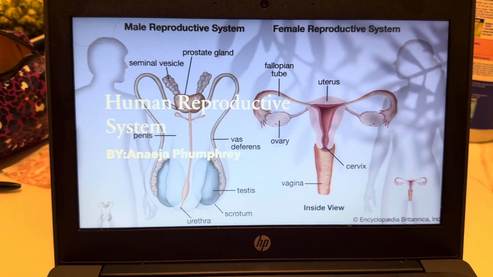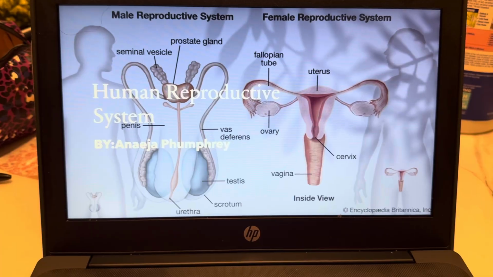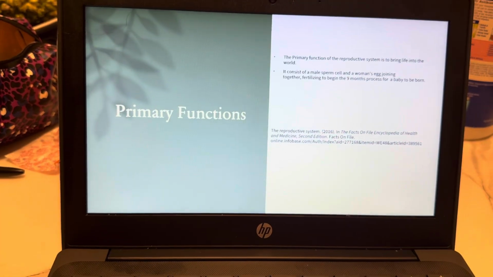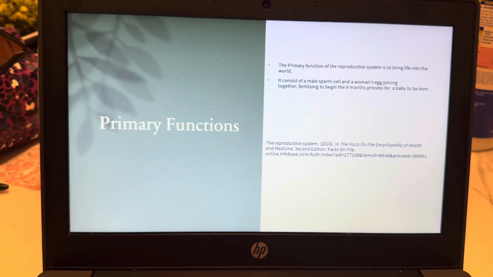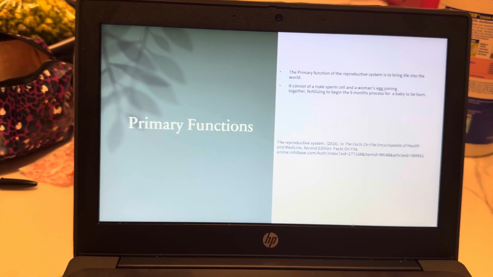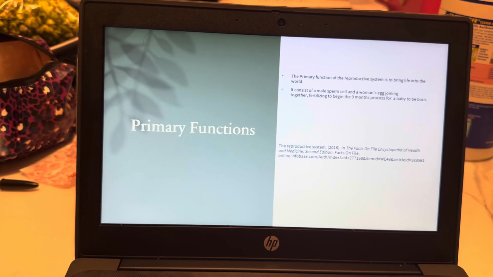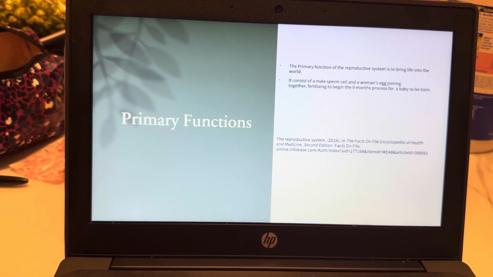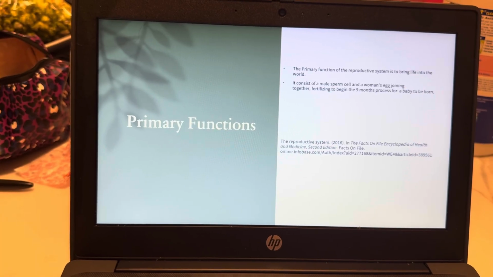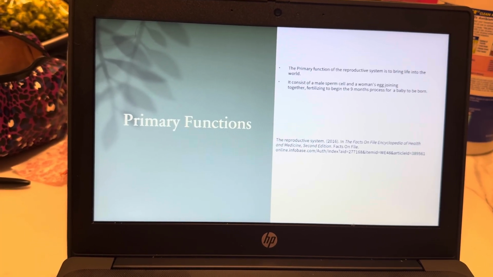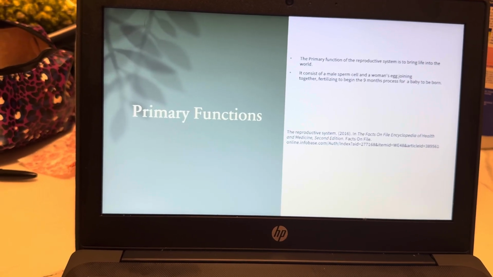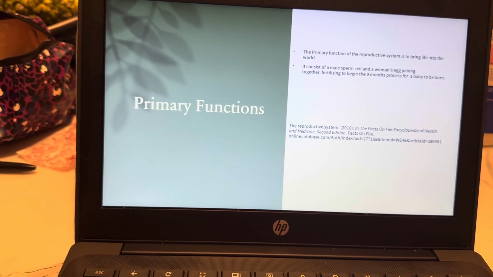For today's topic on the 10 body systems, I chose to do the human reproductive system. The primary function of the reproductive system is to bring life into the world, also known as having a baby. It consists of a male's sperm cells and a woman's eggs joining together, fertilizing to create the baby, which typically takes about 9 months for the baby to be born.